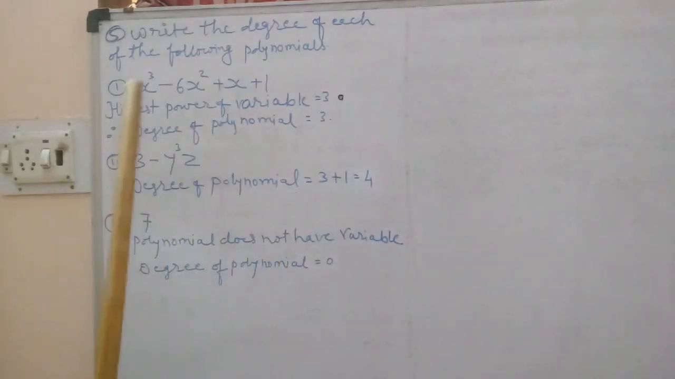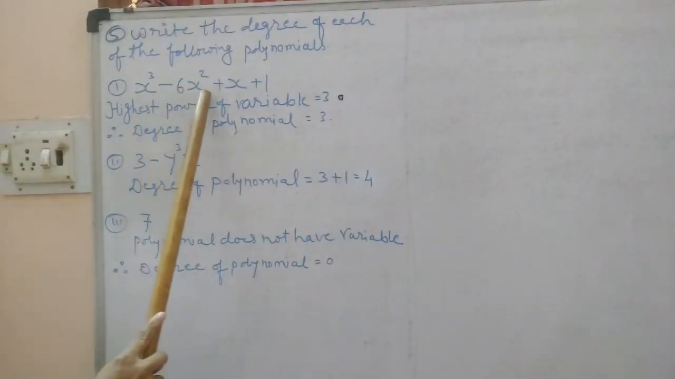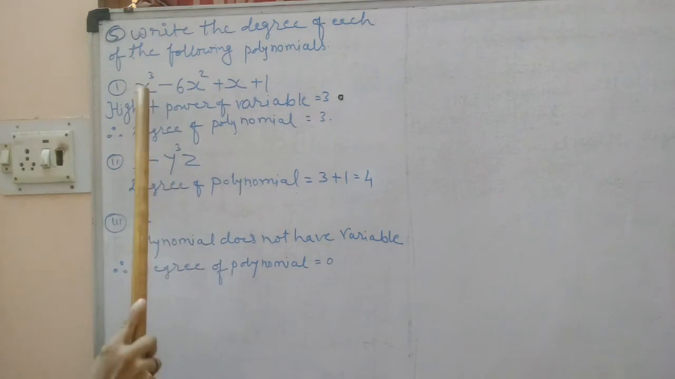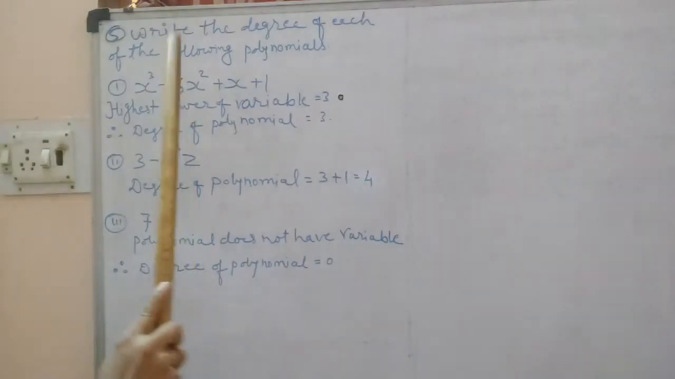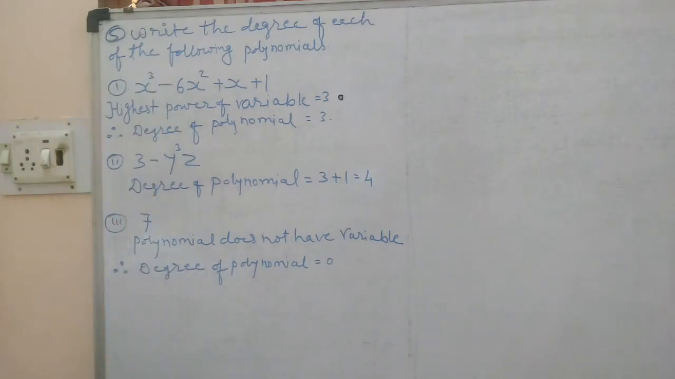Okay, see in this expression, x cube minus 6x square plus x plus 1, what is the highest power of the variable? The highest power of the variable is 3. See here, the highest power of the variable is 3. So the degree of the polynomial is 3.